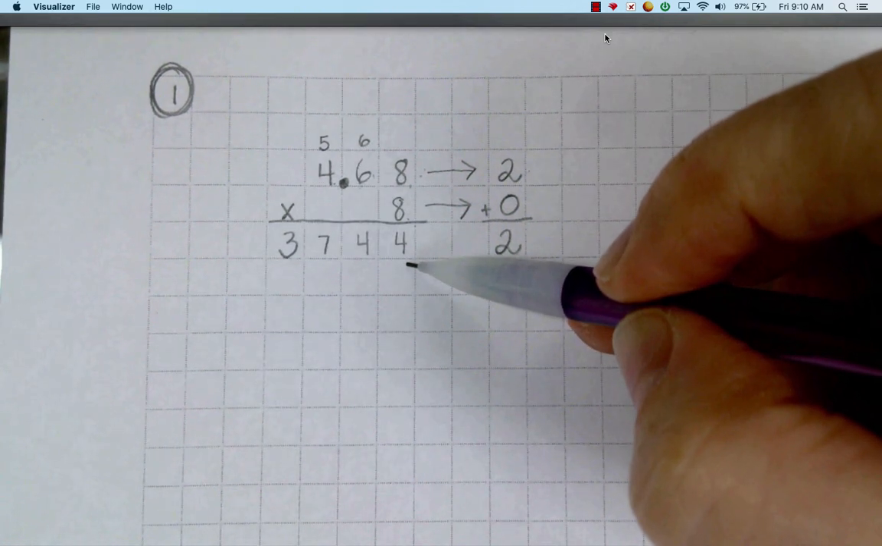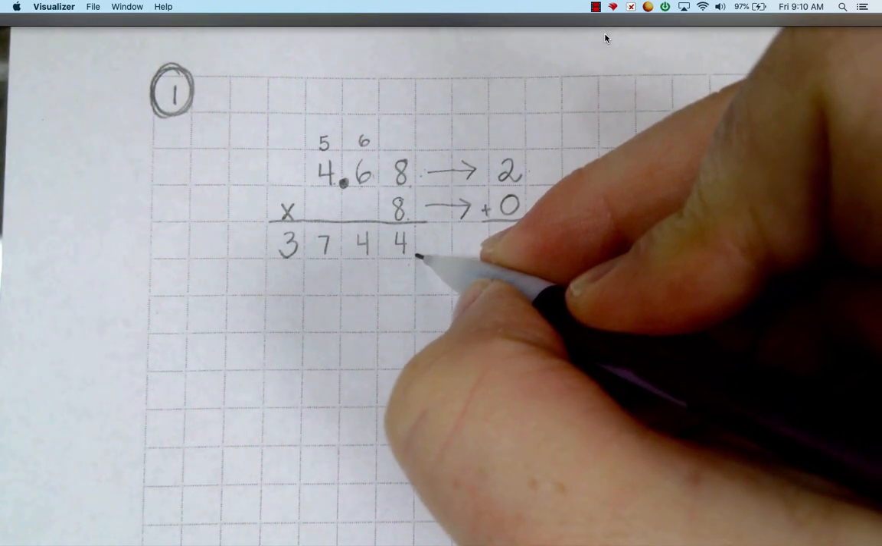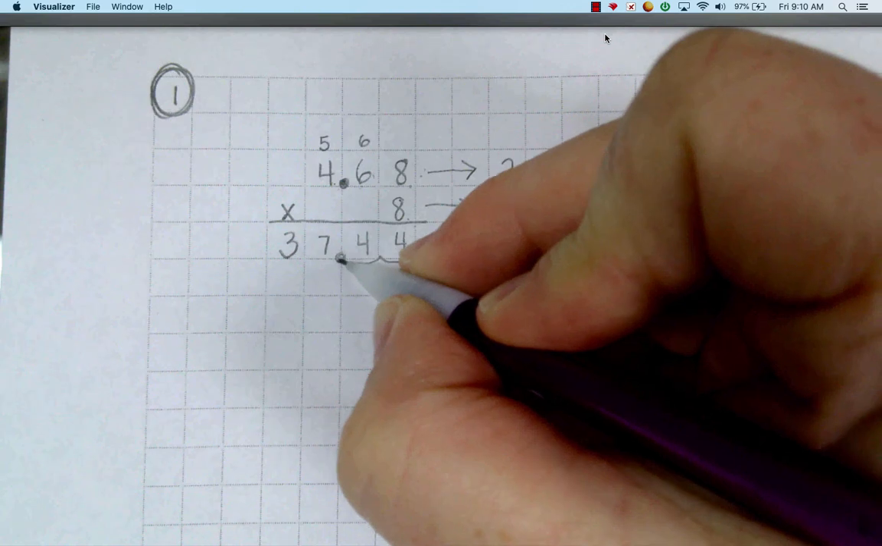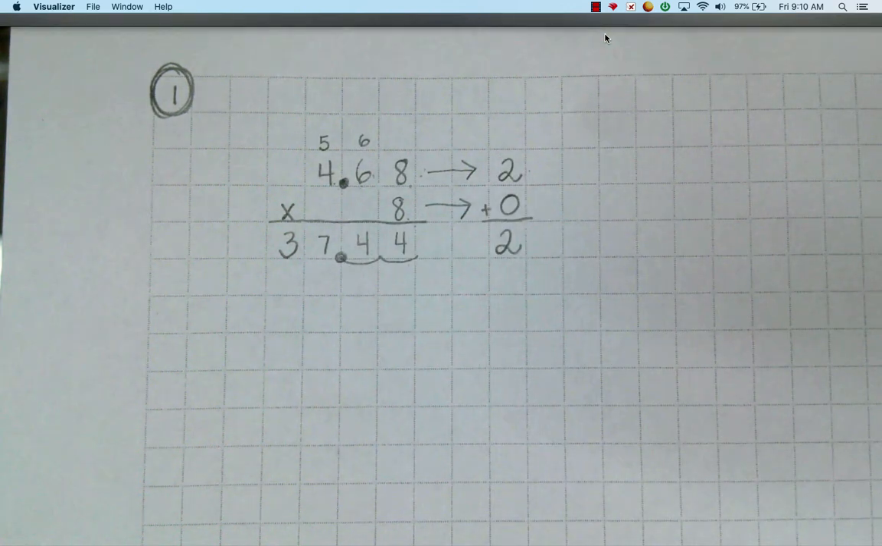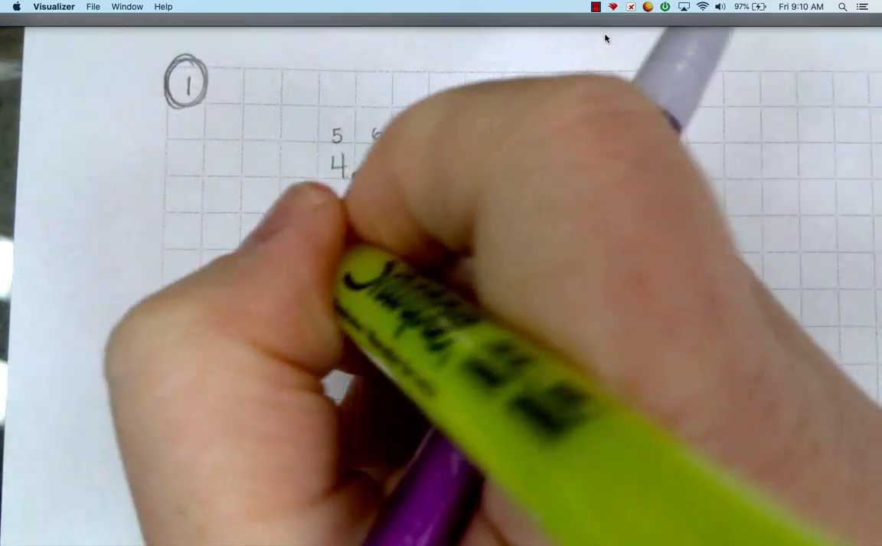Remember, a product is the answer to a multiplication problem. I'm starting at the back, and I'm going to swoop 1, 2 times. So my product is 37 and 44 hundredths. That's it, right? That's it, okay?